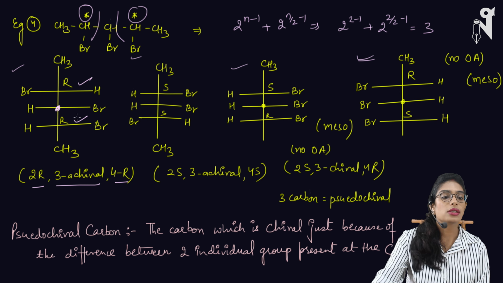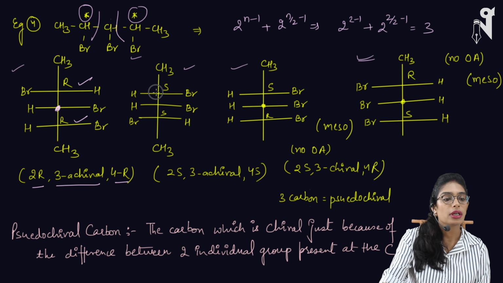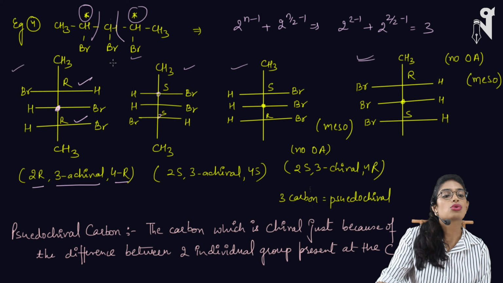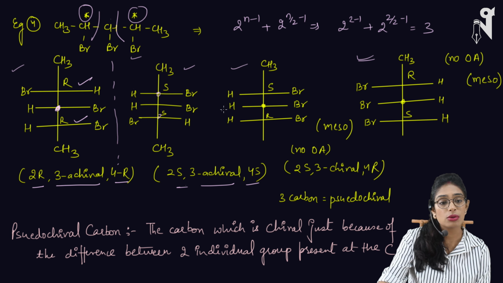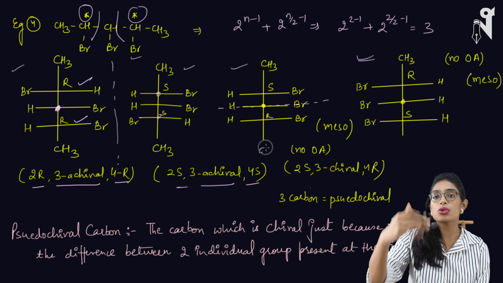Now let's talk about this. CH3, exactly the same case is here, and it is the mirror image of this. So 2S, 3 achiral, and 4S. Now look at the next one. In this case, it clearly looks like meso. I told you what exactly meso is: you cut a line through the center, and if you get two equal halves, it is meso.